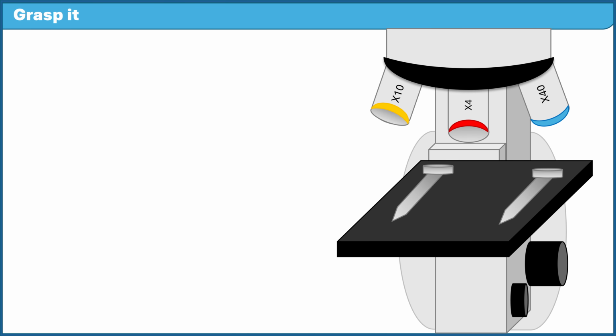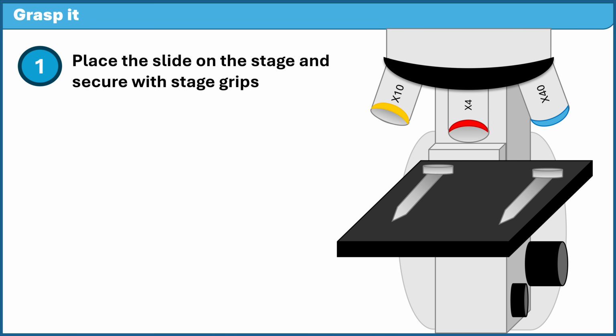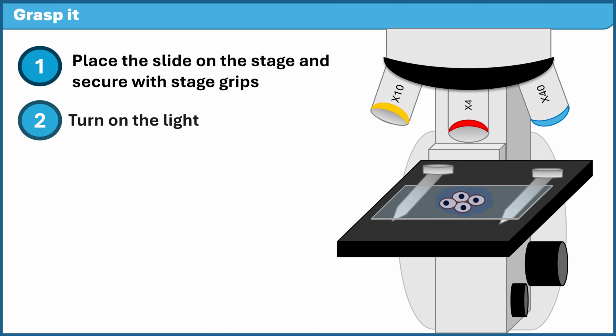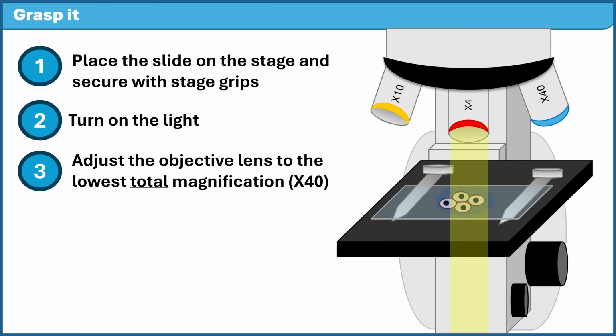Now it's time to observe your specimen, so we'll follow these steps. Step 1 is to secure your slide onto the stage with the stage grips. Step 2 is to ensure that you turn on the light source, otherwise you won't be able to see a specimen. Step 3 is you're then going to start off with the lowest objective lens, which is usually ×4, and this is going to give you a total magnification of ×40.